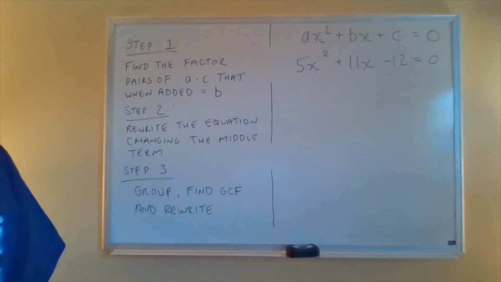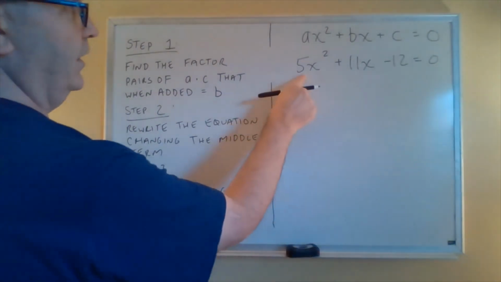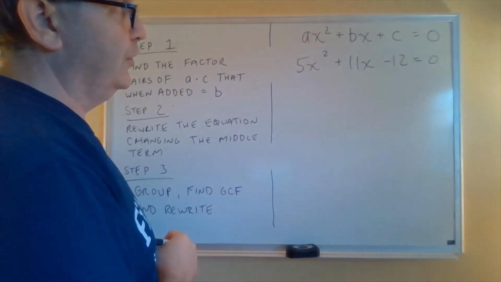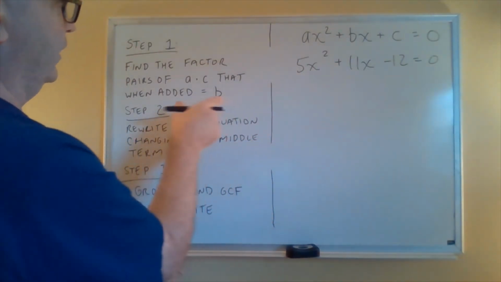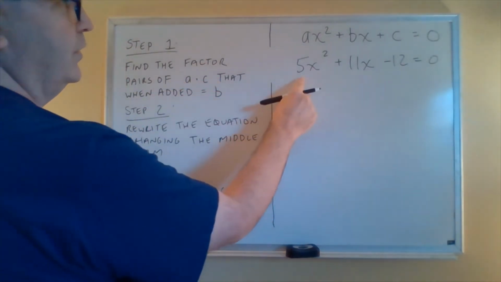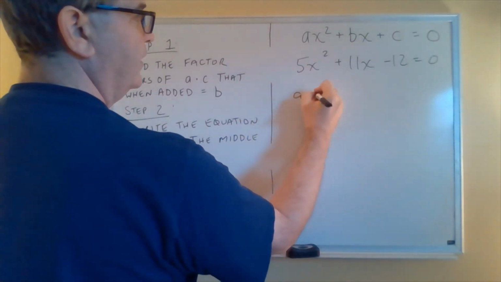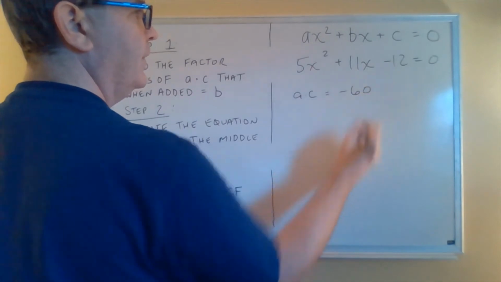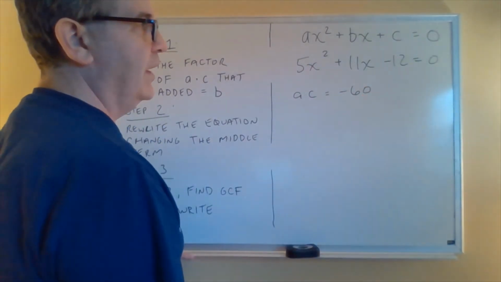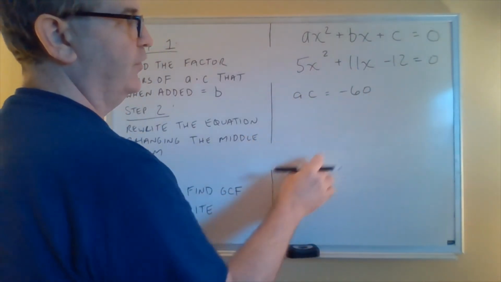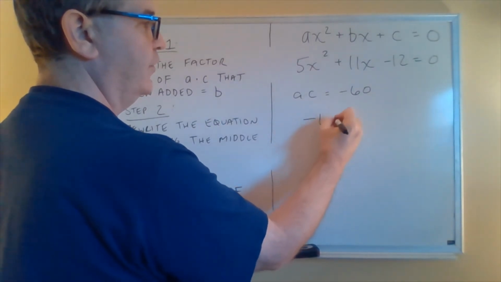Okay, so we look at this equation and we see a is greater than 1, so we can't use our diamond problem method. We're instead going to use the AC method. So we define AC is 5 times negative 12, so A times C equals negative 60. We have to find the factor pairs of negative 60 that when added together give us a positive 11. So let's start breaking it down.